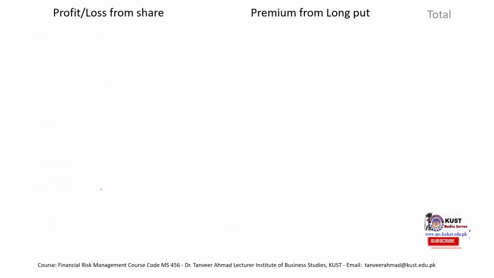As was the case with covered call, in protective put we again have two different positions. We own a stock, so we take our profit or loss from that position plus the profit or loss from the premium that we pay for buying the long put. We combine them and we would have a total profit or loss of this protective put strategy. So what if the future spot price is 30?